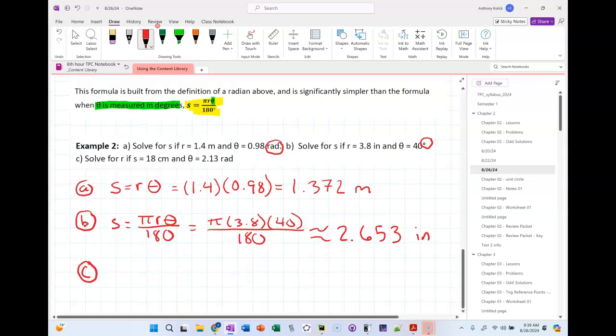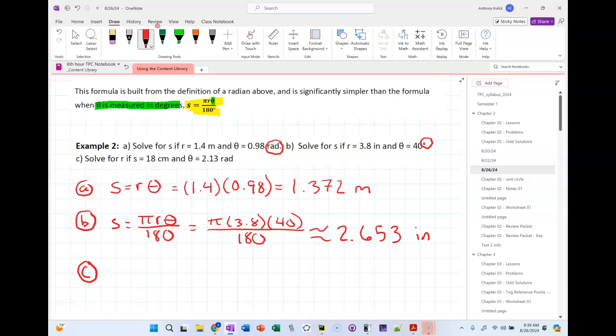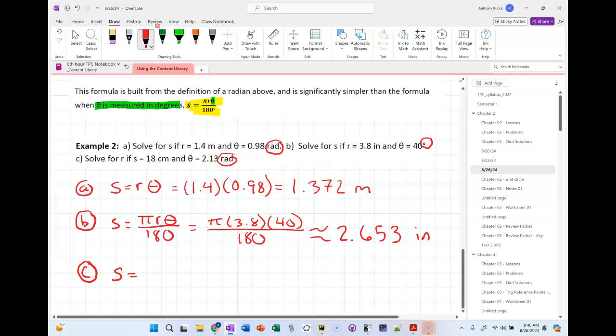Let's do example C now. This says solve for R. Notice it's not S. But it does give me S is 18 centimeters and theta is 2.13 radians. Again, this is what I'm looking for initially. That tells me that I'm using the first formula.